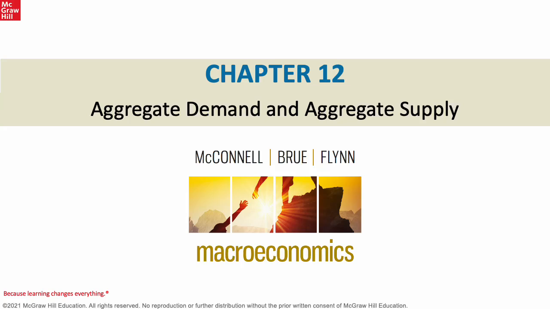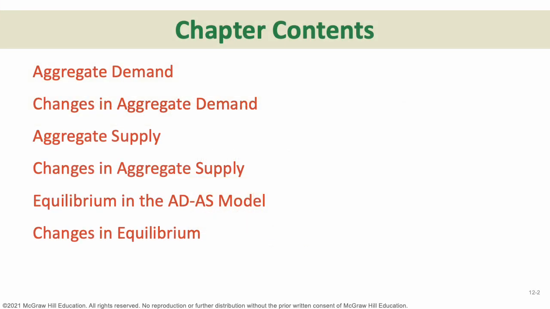We looked at aggregate expenditures in the previous chapter, and in this chapter we're going to look at aggregate demand and aggregate supply and their relationship. So first up, we're going to look at aggregate demand. We're going to look at changes in aggregate demand, aggregate supply, changes in that. What is equilibrium and how can that change?